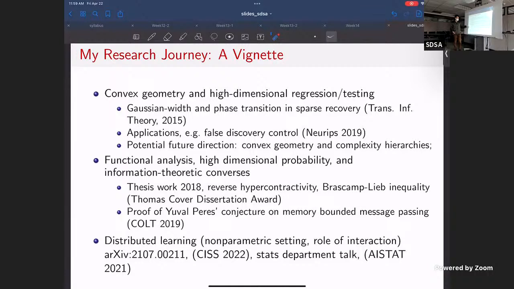For future work, it is very likely that these techniques can be used for some statistical inference problems like group testing. And last year in September, I also presented a seminar in our department about distributed learning, in particular non-parametric statistics, the trade-off between the minimax rate and communication complexity. So this is also a problem of interest for future work, namely distributed learning and federated learning.